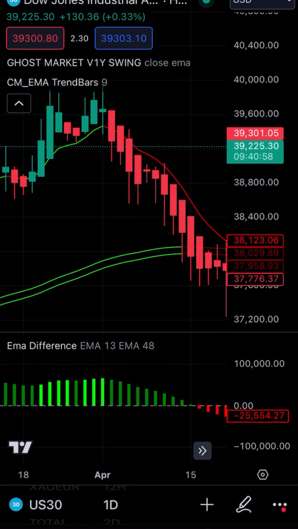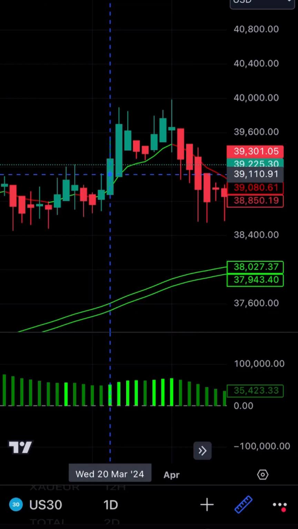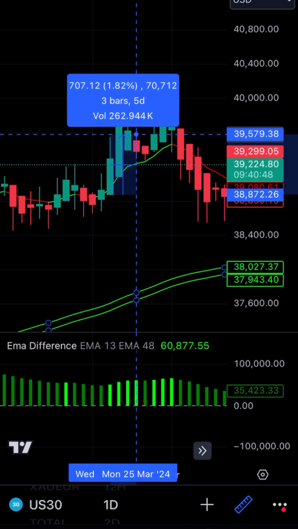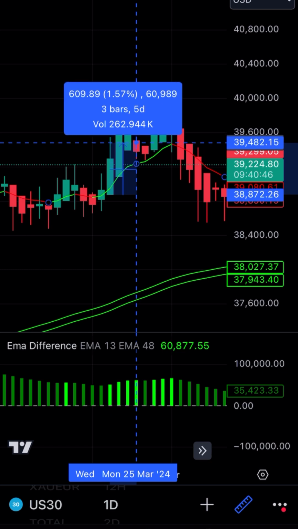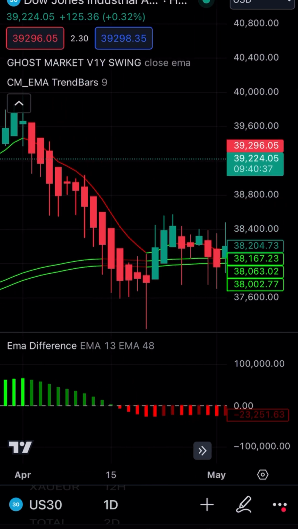And, like I said, you're going to get small ones and you're going to get big ones. And then you see it right here. You see 3 bars. So if you came in right here and rode this out till right about here, you would have made about $609 with a 0.01. This is 60,000 pips.